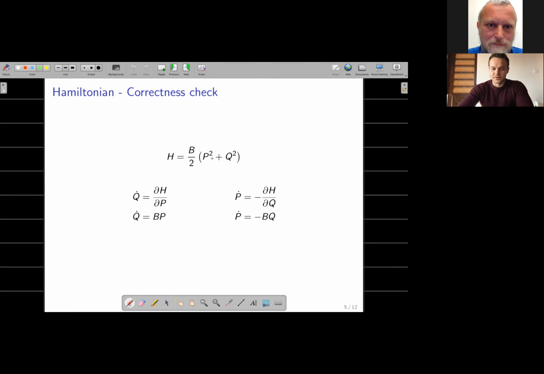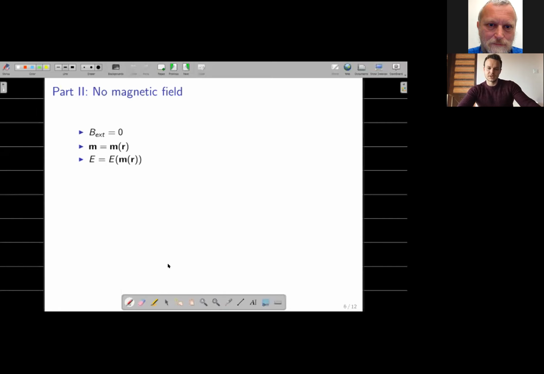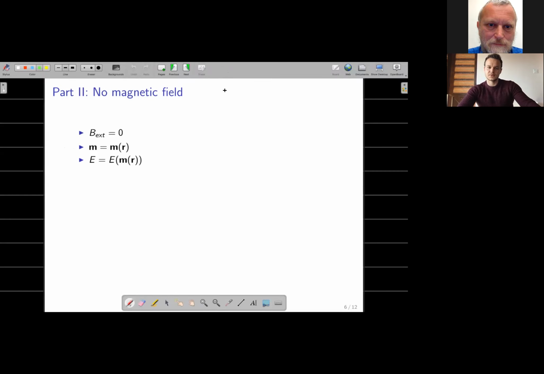Simply performing two derivatives, we find the following expressions for Q dot and P dot. And of course, bear in mind that we have analogously expressed mx as a function of Q and my as a function of P. Then we find again the equations of motion for the magnetization. Okay, I don't know if there are any questions for now, so I'll move on.